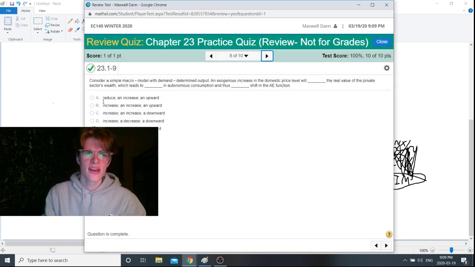Next. Consider a simple macro model with demand determined output, an exogenous increase in the price level. So we just talked about this, how it's going to decrease the real value of wealth. It's going to decrease all of your assets denominated in money units. That's going to lead to a decrease in consumption because you're not able to buy as much. You can buy less. And it's going to shift the AE curve downward. We just showed that, so I'm not going to show it again.